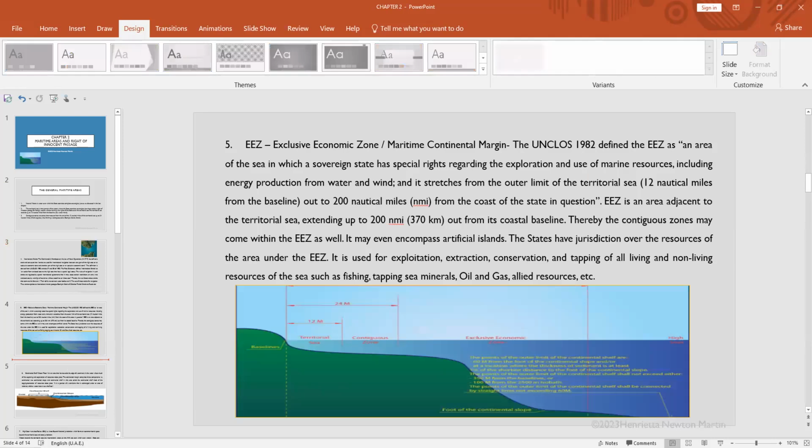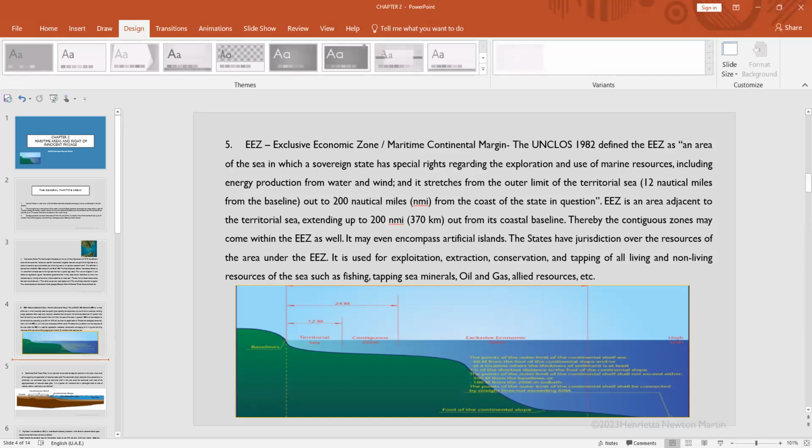Now, what are exclusive economic zones? Exclusive economic zones could also be called the maritime continental margin. The United Nations Convention on the Law of the Sea, 1982, defined the EEZ, or the exclusive economic zone, as an area of the sea in which a sovereign state has special rights regarding the exploration and use of marine resources, including energy production from water and wind. It stretches from the outer limit of the territorial sea, that is 12 nautical miles from the baseline, out to 200 nautical miles from the coast of the state in question.